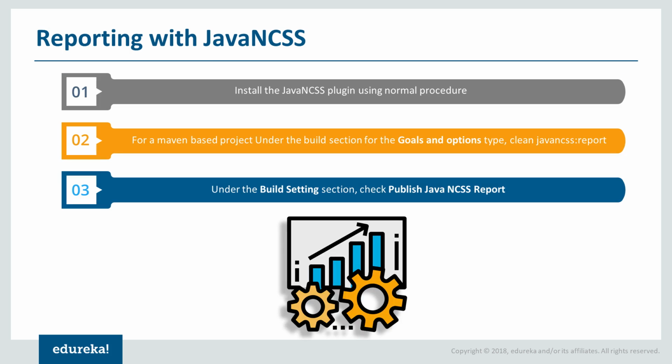So for reporting with Java and CSS, what you first need to do is make sure that the Java and CSS plugin is installed. And again, the installation procedure is just like what we have done before for any plugin installation. For a Maven based project, under the build section for the goal and options, you need to type clean Java and CSS : report. And once that is done, under the build settings section, you just need to check publish Java and CSS report, and that will be it.